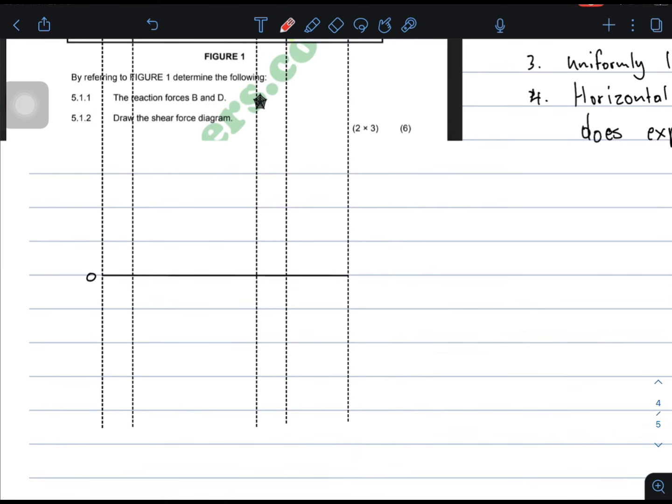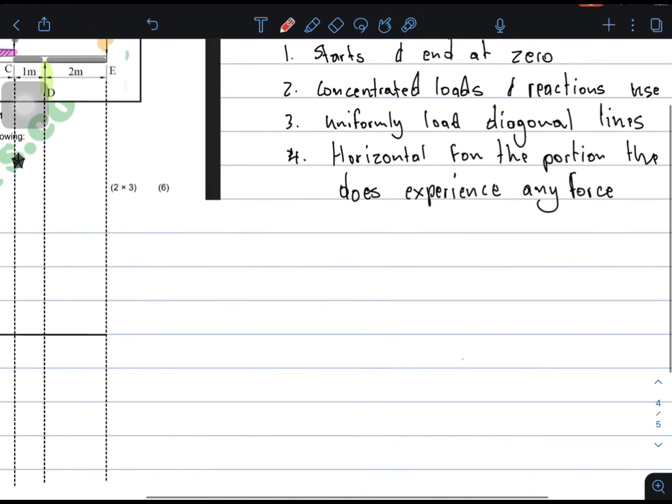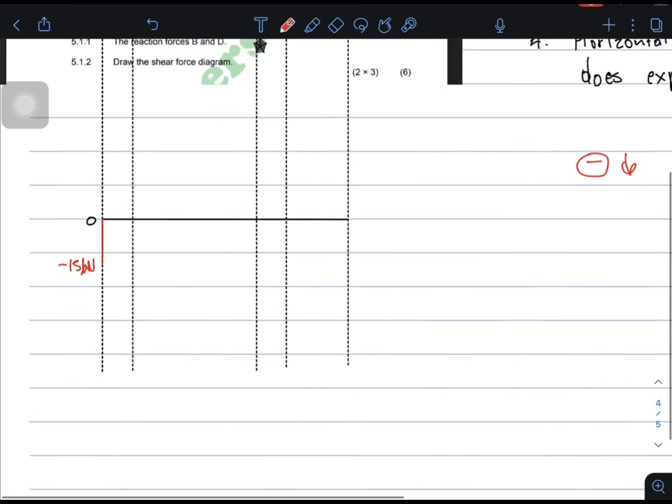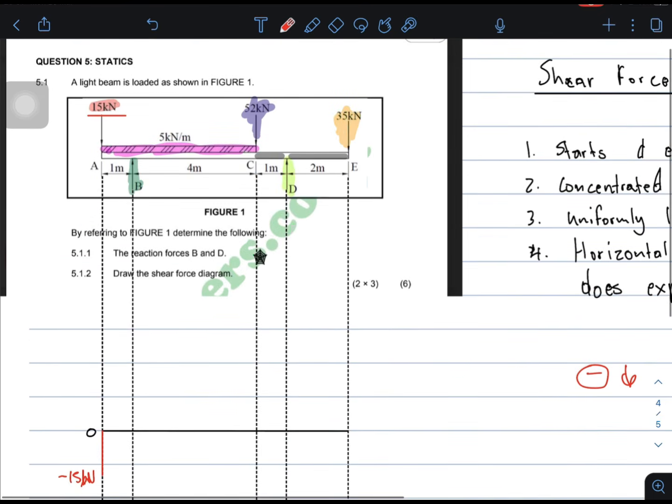Okay, I don't have to draw it according to scale. And so let's say this is my 15 kilonewtons. What I do now, I use negative for downwards, then positive for upwards movement. That means when I'm here, I am at negative 15 kilonewtons.